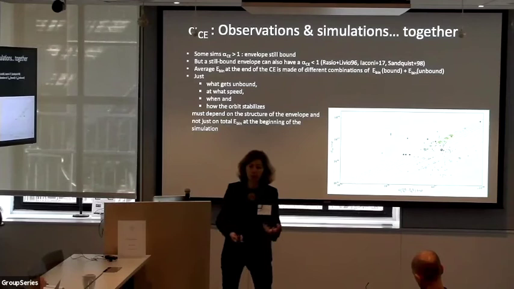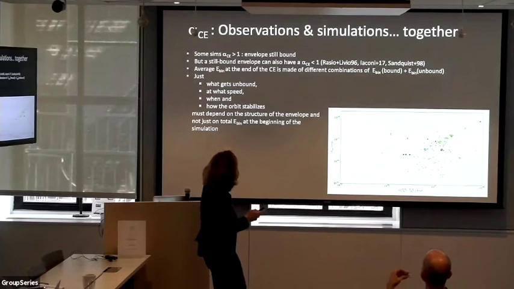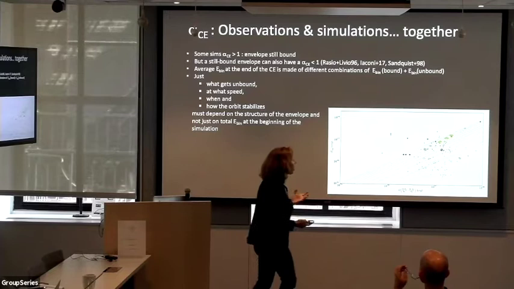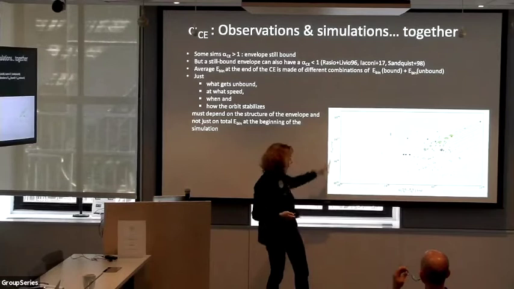So the problem is that what gets unbound, at what speed, when, and how the orbit stabilizes must depend on the structure of the envelope and not just on the total binding energy or its weight. And it's very hard to find, at least for all simulations, some kind of story that can be depicted with the simplistic comparison we've seen before.